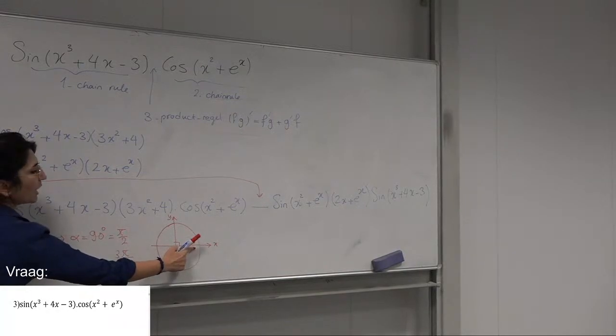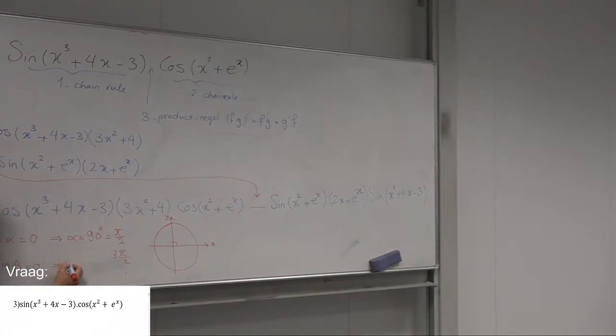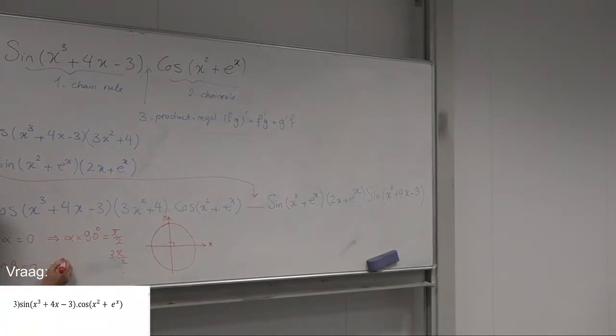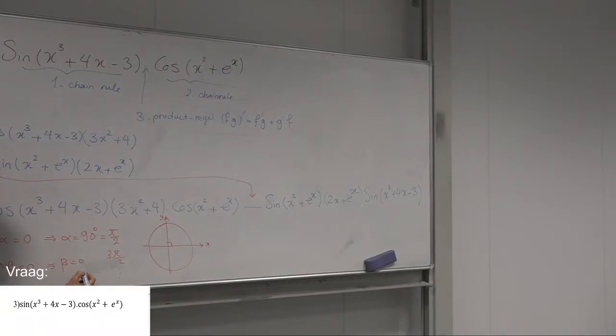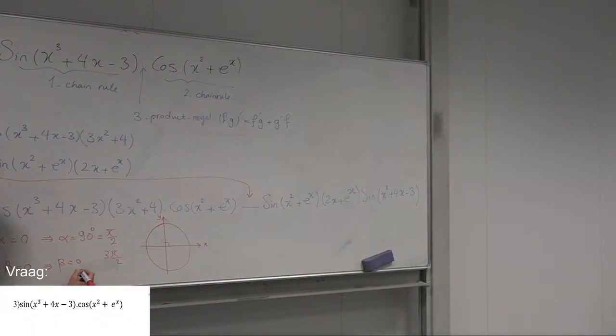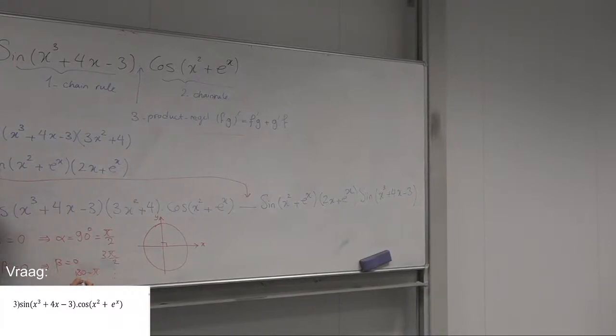At here, when y is 0, right? So it is 0, beta is equal to 0, or 180, or pi, and so forth.